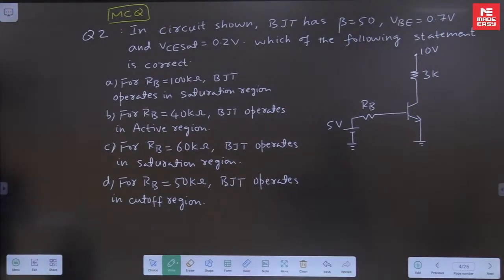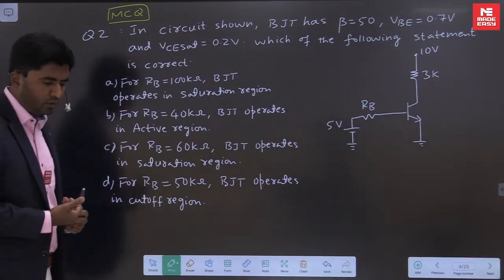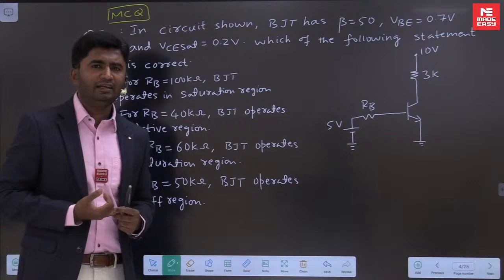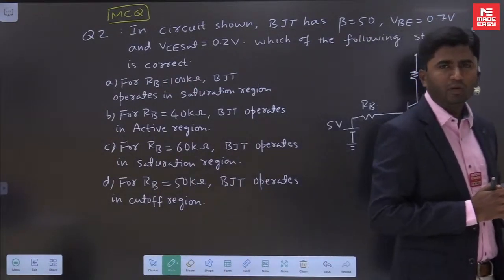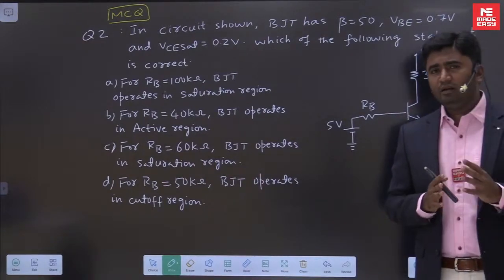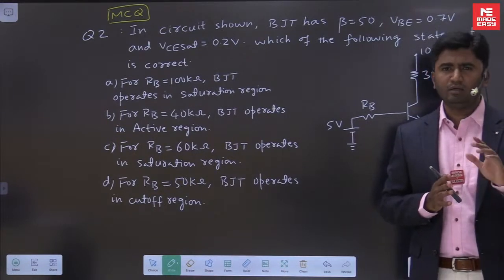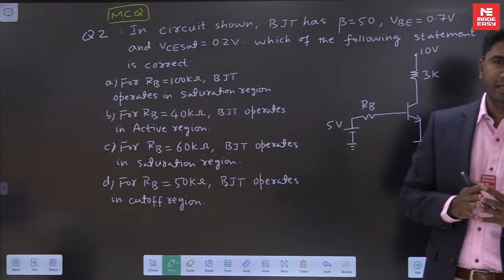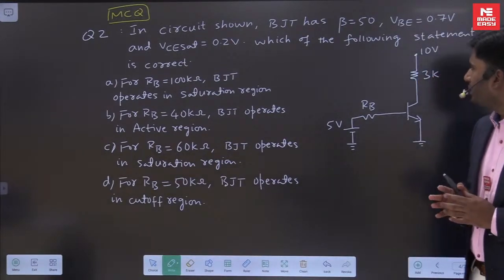Here in the BJT circuit given, we have to tell the value of RB and the corresponding operating region. The question is about the value of RB and the corresponding operating region, so it's a question based on the operating region concept. In BJT we learn two methods for finding the operating region, method 1 and method 2. There are multiple methods for finding the operating region of a BJT, so this question is based on that concept.